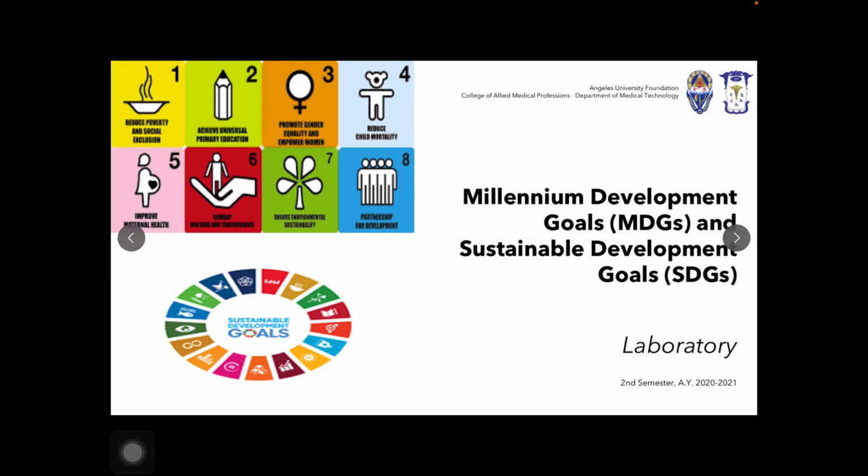So for these MDGs and SDGs, these are goals set by the United Nations which aim to meet the urgent environmental, political, and economic challenges that the whole world is currently facing. These also serve as universal goals.